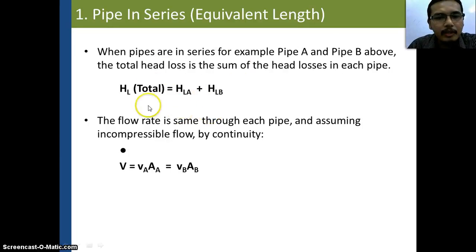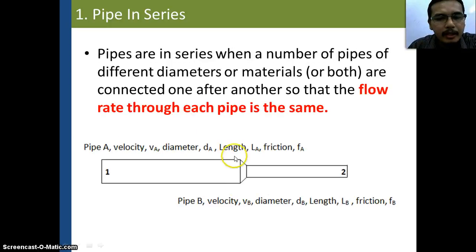Because of the characteristic of pipe in series, the total head loss is equal to the head loss in pipe 1 plus the head loss in pipe 2. Meaning that you need to find the head loss in pipe 1.